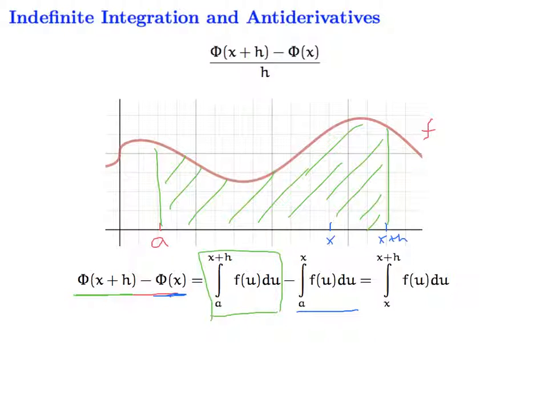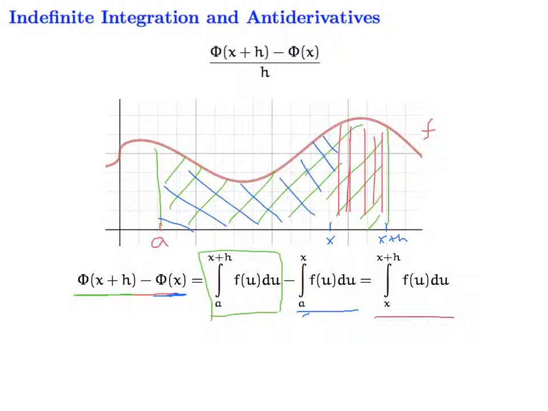And what the second integral, phi of x, which we're going to subtract from it, says to do is start at a again, but stop once you get all the way over to x. Since we're subtracting them, we want to find their difference. So what we're left with is this integral from a to x plus h. This area over here represents the difference between the green and the blue. And so really the numerator of this difference quotient is equal to this value right here, whatever this integral is.